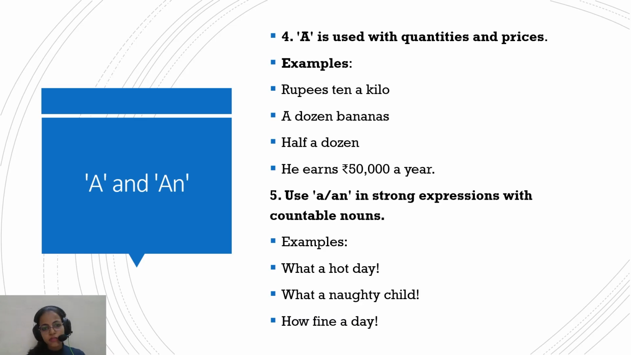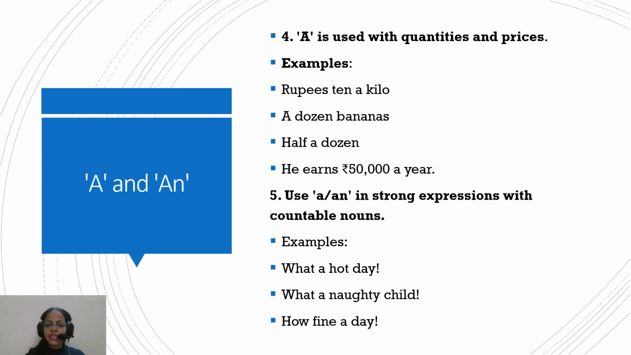So 50,000 an year. Here, because the first word is vowel sounding, while it starts with a consonant, it sounds like a vowel, ear. So articles a and an can be used with quantities and prices, like 50,000 a year.